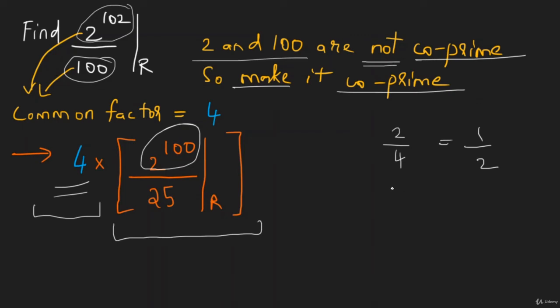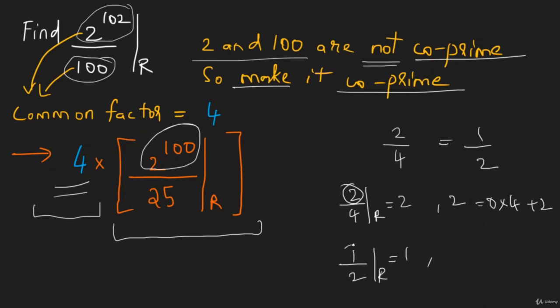We know 2 by 4 is equal to 1 by 2 because both of them are equal to 0.5. But if you find 2 by 4 remainder, your answer is 2, right? Because 2, the numerator over here, can be written as 0 times 4 plus 2. But over here, if you find 1 by 2 remainder, your answer is 1. Why is that? Because this one over here can be written as 0 times 2 plus 1, right?